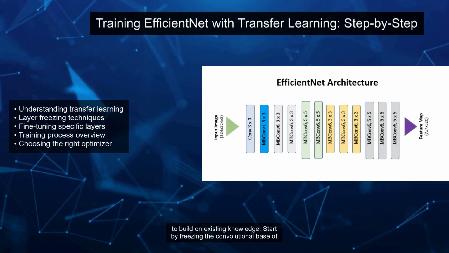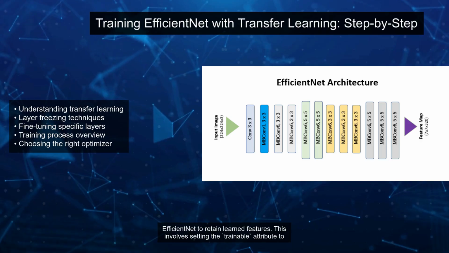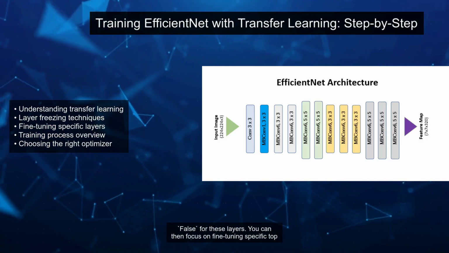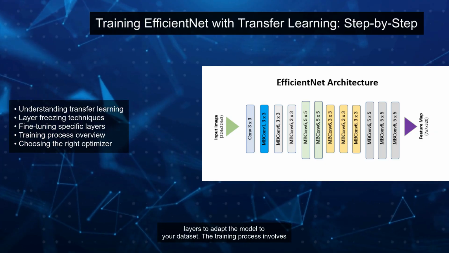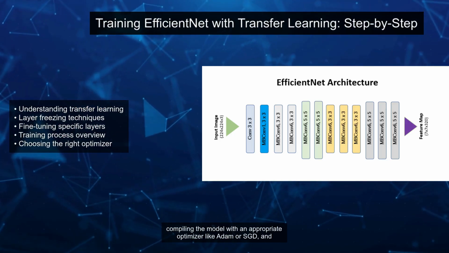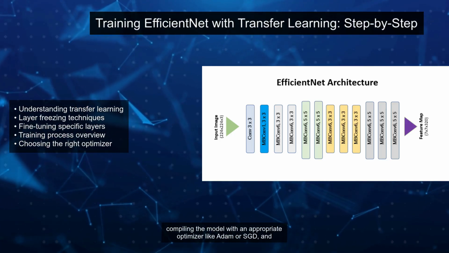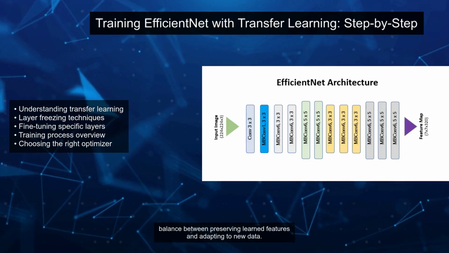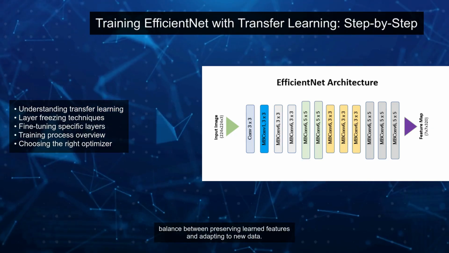Transfer learning is at the heart of modern image classification, allowing you to build on existing knowledge. Start by freezing the convolutional base of EfficientNet to retain learned features. This involves setting the trainable attribute to false for these layers. You can then focus on fine-tuning specific top layers to adapt the model to your dataset. The training process involves compiling the model with an appropriate optimizer like Adam or SGD, and training it using your prepared dataset. The key is finding the right balance between preserving learned features and adapting to new data.